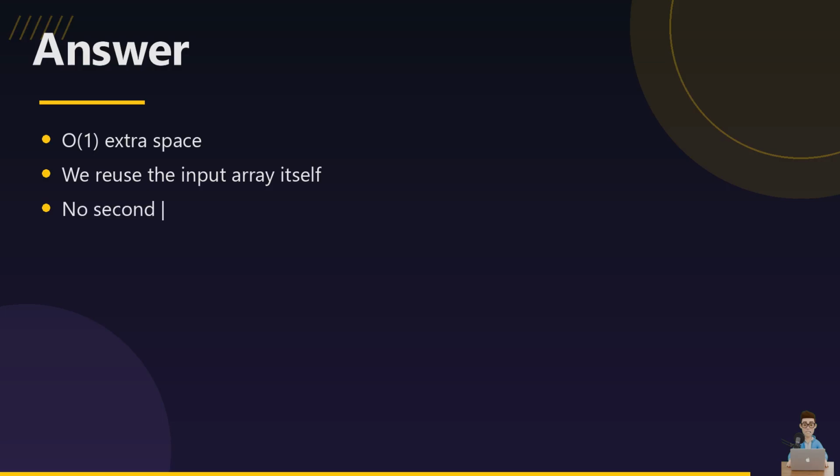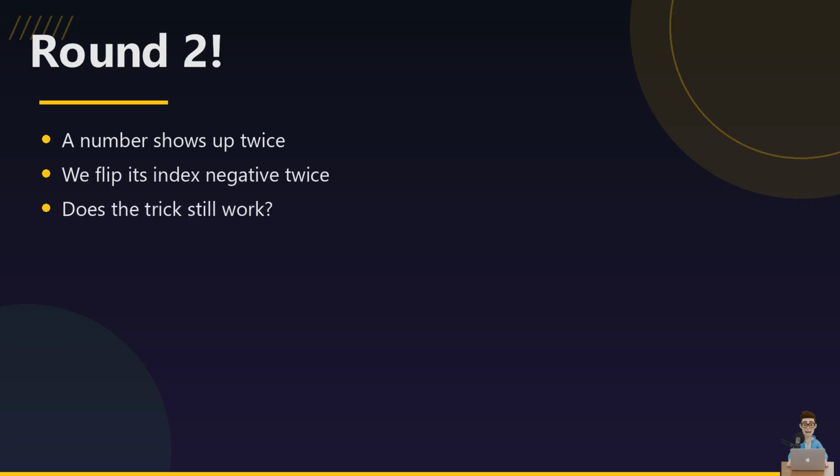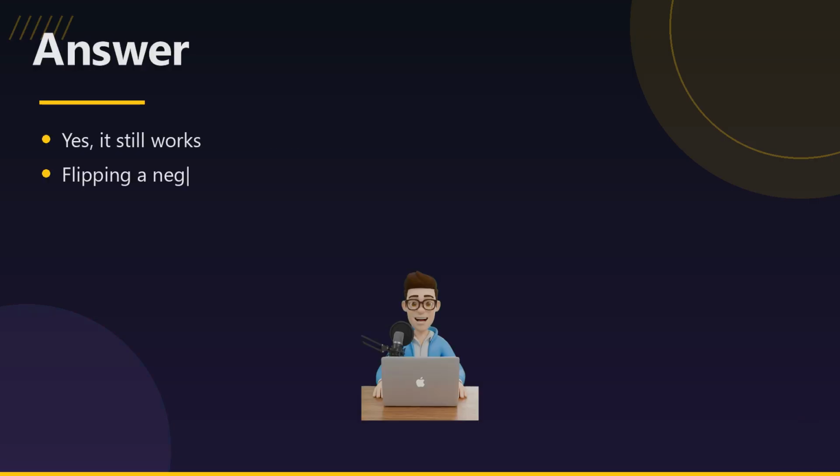O(1). The array becomes its own hash table, so we never allocate anything extra. Second one: if a value is duplicated and we mark the same index twice, does the algorithm still find the missing numbers correctly? Guess before I answer. Think about what flipping a sign twice does. Yes, flipping an already negative number just leaves it negative, and we only ever check the sign, so duplicates don't break the pass.